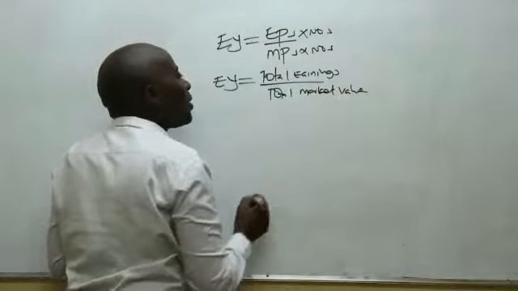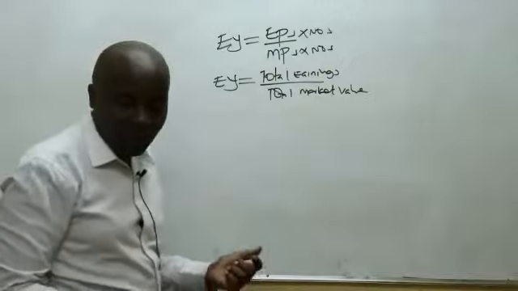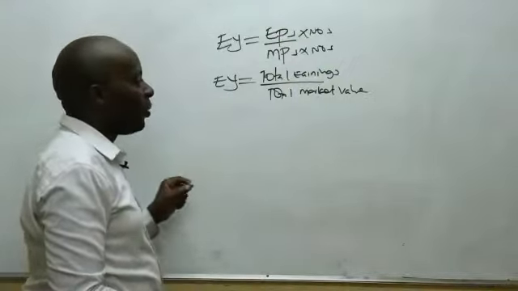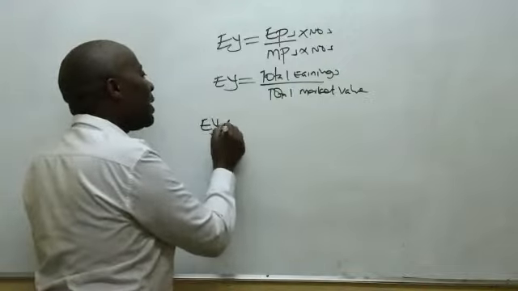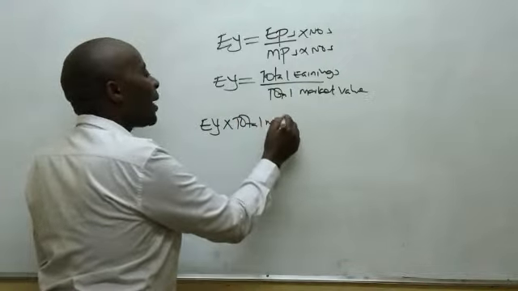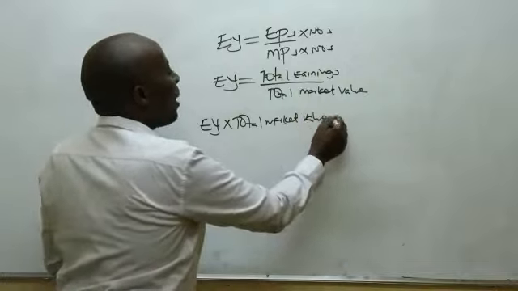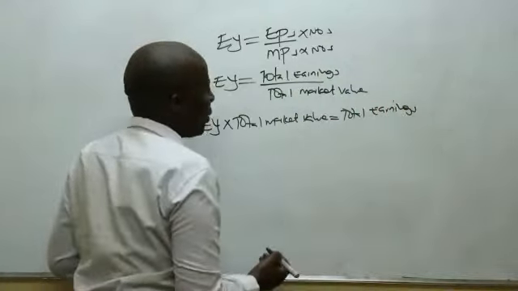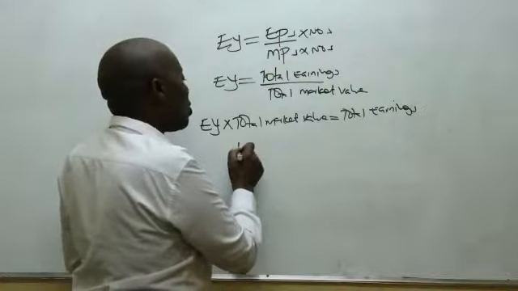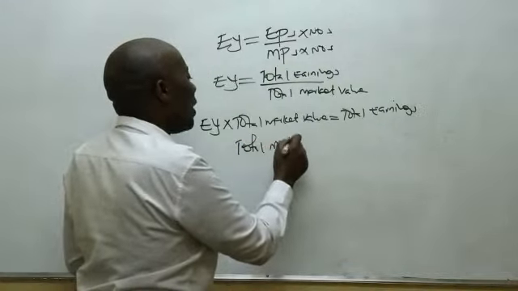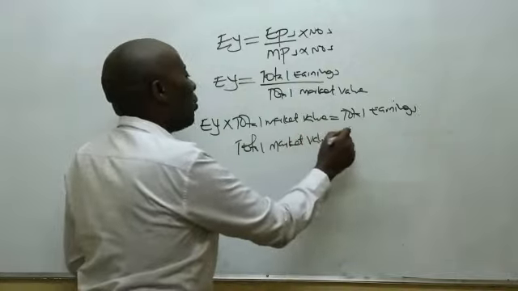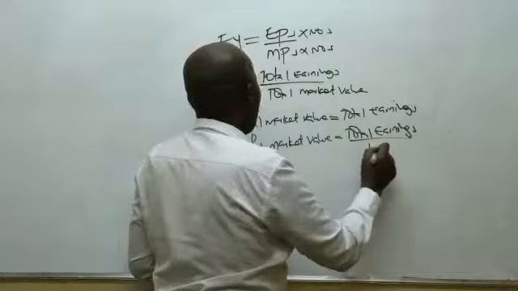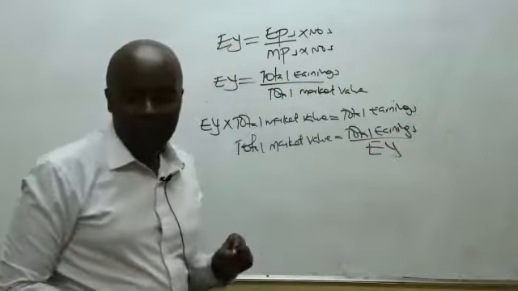But in this question, they want us to get the market value of the company. So make this market value of the company the subject of the formula. If you do that, earnings yield times total market value equals total earnings. And therefore, our total market value will be equal to total earnings over earnings yield.